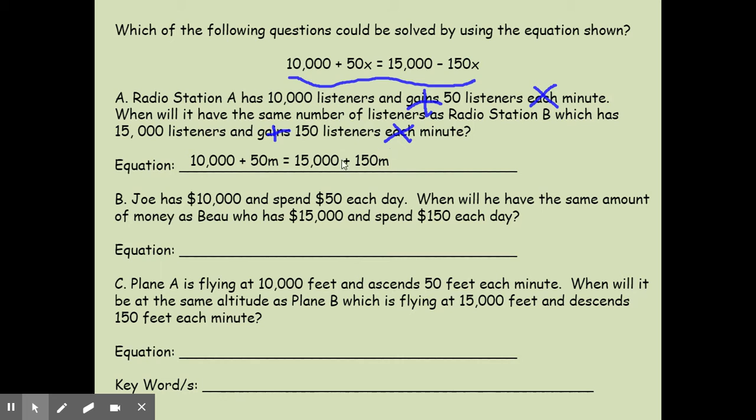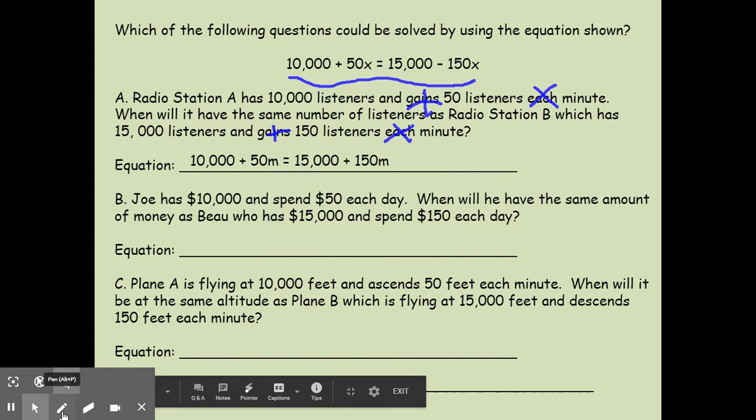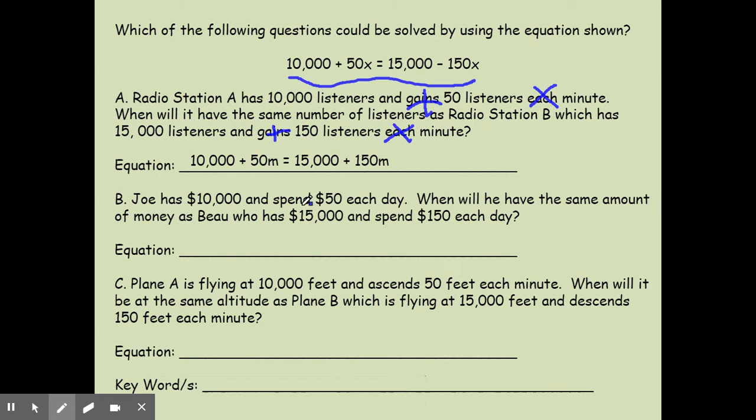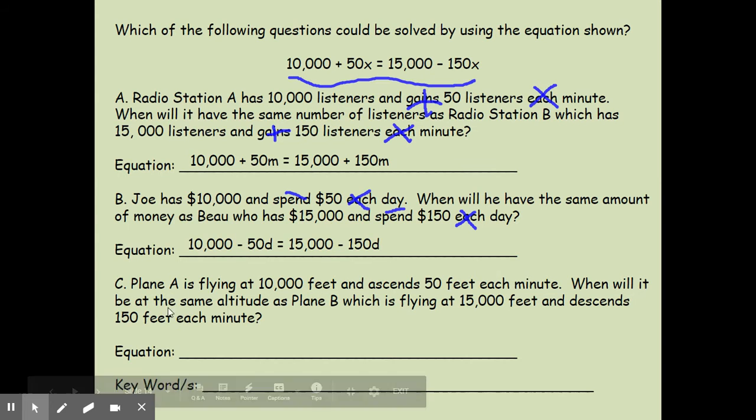Okay, so we do not have a subtraction here, so that eliminates answer choice A. B, Joe has $10,000 and spends $50 each day. So if I'm spending money, that means I'm going to have less than what I started with. So I'm subtracting each day. So here goes my variable. And when will he have the same amount of money as Bo, who has 15,000 and spends, so if you're spending, I'm subtracting again, 150 each day. Okay, so now I'm subtracting on both sides, so that eliminates that from being my choice.